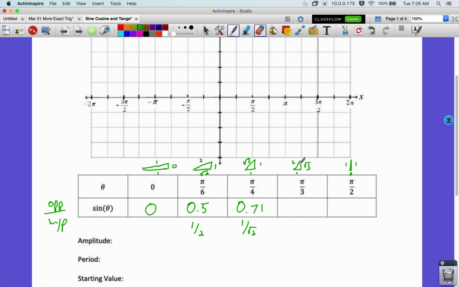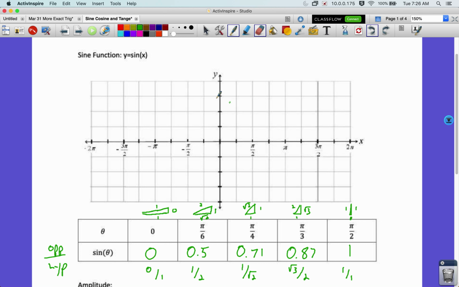Opposite over hypotenuse, square root of 3 over 2. For pi over 3, I'm just going to do that in my calculator. Square root of 3 divided by 2, I get 0.86. Maybe this rounds up to 0.87. And then opposite over hypotenuse would be 1 over 1, which just equals 1. This is 0 over 1 down here. All right, so here are the exact values, but I just wanted the decimals this time so that I can plot them on this graph here.